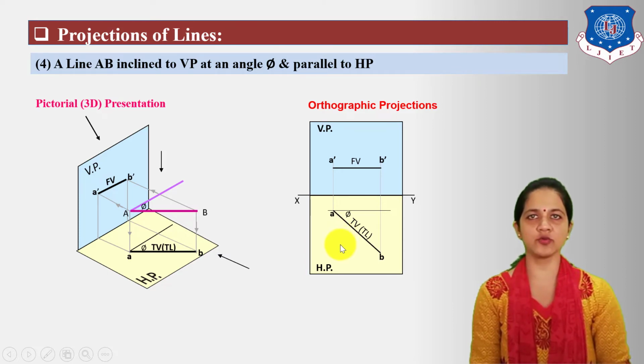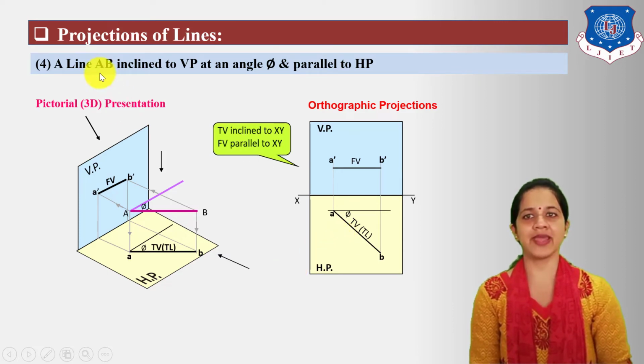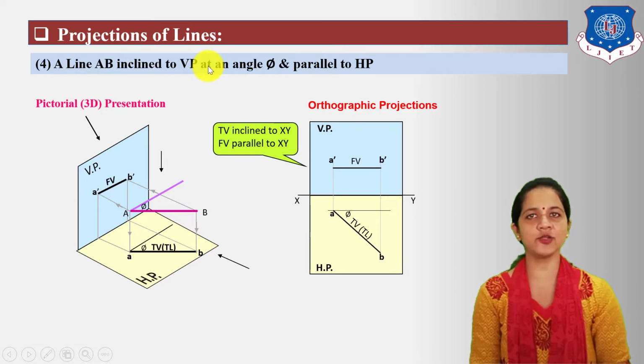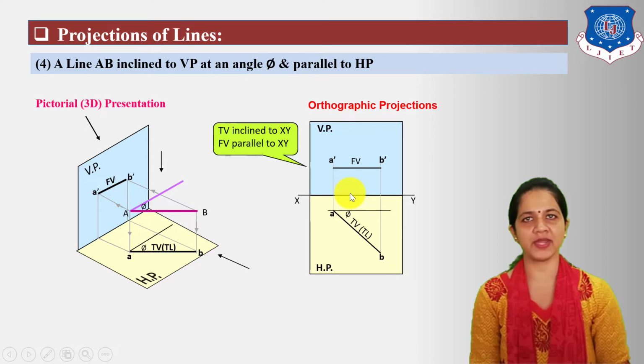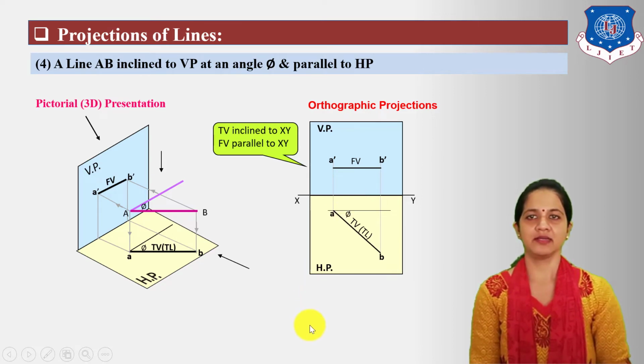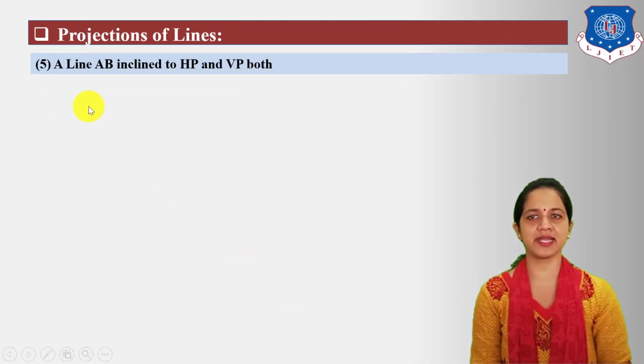Now what is the conclusion of this case? When a line is inclined to VP at an angle phi and parallel to HP, then the top view is inclined to XY or VP and the front view is parallel to XY or parallel to HP and VP. Next, let us understand the fifth case. A line AB inclined to HP and VP both.